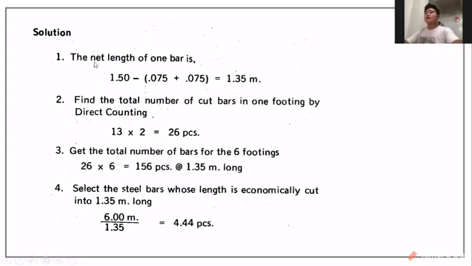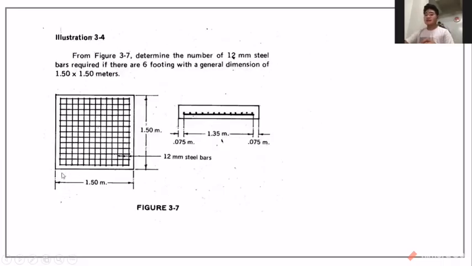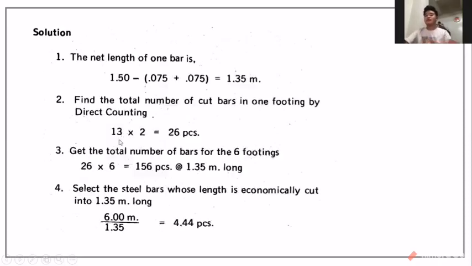First is to determine the net length of one bar, which is 1.50 minus 0.075 plus 0.075 equals 1.35. So next is to find the total number of cut bars in one footing by direct counting. So by counting here, we have 13. Okay, so 1, 2, 3, 4, 5, 6, 7, 8, 9, 10, 11, 12, 13. So this is what we call the direct counting, and then multiplied by 2. So we have 26 pieces.